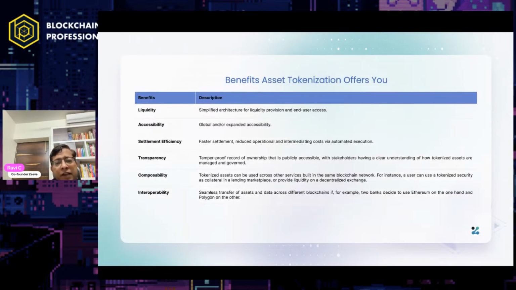So what are the benefits that asset tokenization offers you? One, of course, is liquidity, because when we talk about tokenization of assets on blockchain, that means we are inheriting all the benefits of a blockchain protocol. So let's say if you are tokenizing assets on Polygon main chain or a DCOM main chain, then in that case, there's no restriction. Anyone can come in and trade into those tokens. So that way, you are creating a much larger market for the asset.